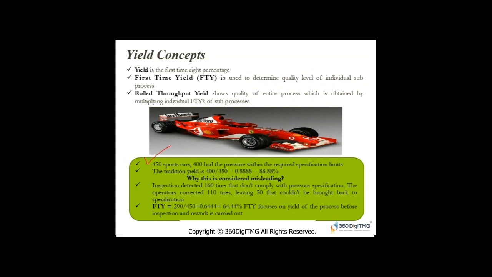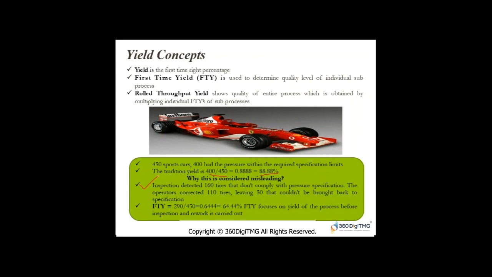Suppose there were 450 sports cars and 400 out of these 450 had the air pressure within the required specification limits. If this is the case, how would you calculate traditional yield? It's simply 400 divided by 450, which would give you 88.88%. Think about this. Why could this be considered misleading? Here is the answer for that.